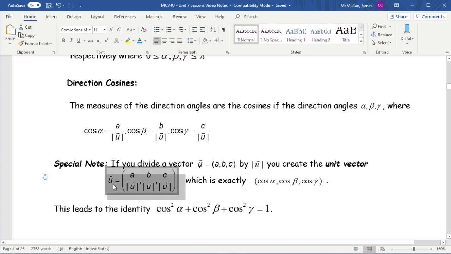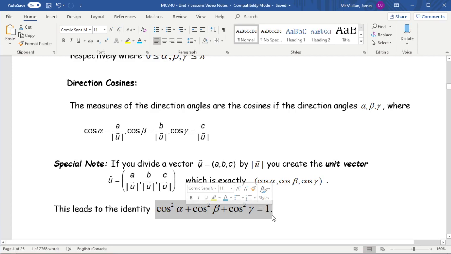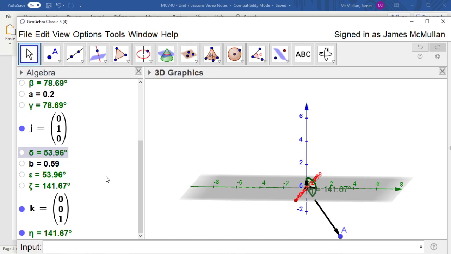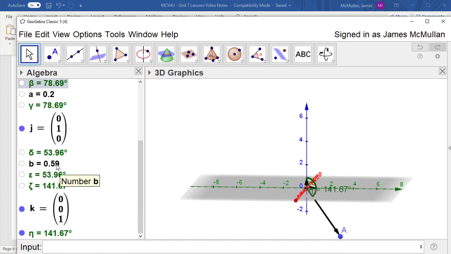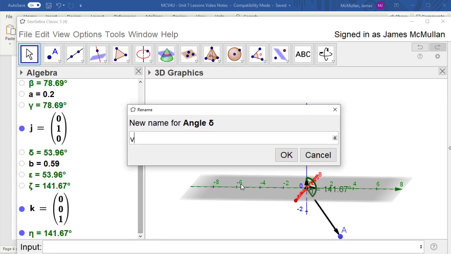You can create a unit vector in the direction of u by dividing each component by its magnitude. If you do that, you must get cos alpha, cos beta, cos gamma. And since it's a unit vector and has a magnitude of 1, that means if you square and add all those cosines together, you get 1. Let's demonstrate that here. My angles, just quickly, was alpha. Let's rename the other one. I'm going to rename this one to beta, because it's supposed to be beta anyway.